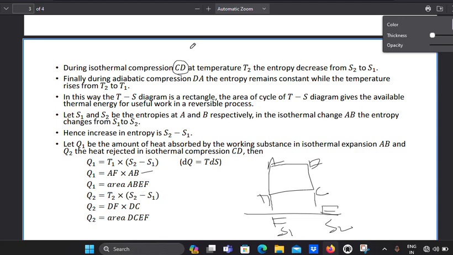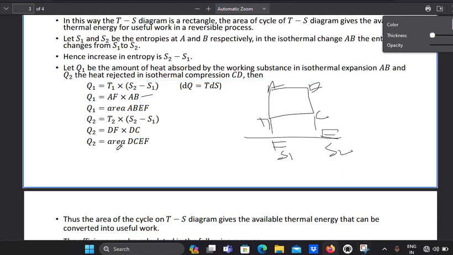Now see here, AF means this, from A to F. And the next is AB, which is this one. I told you in the beginning it is a rectangle. AB is the length and AF is the breadth. Length into breadth gives area. The area of ABEF only, not ABCD. Why? Because A to F and A to B, so this total value we have to take.